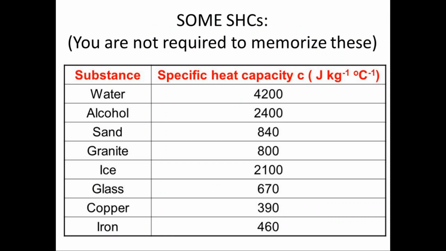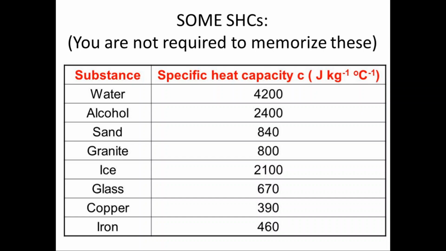A few specific heat capacities that you should know about but are not required to memorize are in this table. One of the most commonly used ones that we'll be looking at is the specific heat capacity of water, which is 4,200 joules per kilogram degrees Celsius. Alcohol has about 2,400, ice about 2,100, sand and granite around 840 and 800 each, glass 670, copper 390, and iron 460.